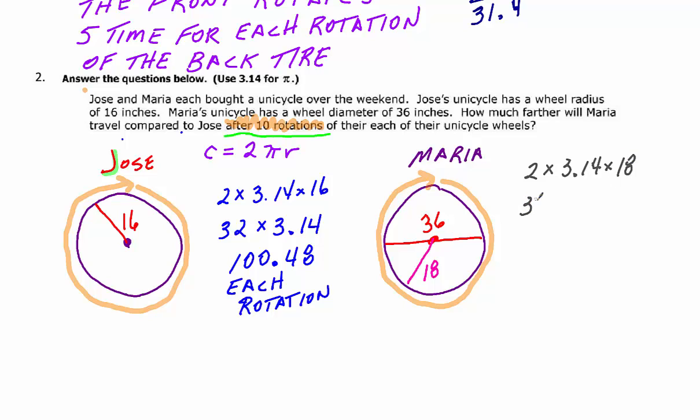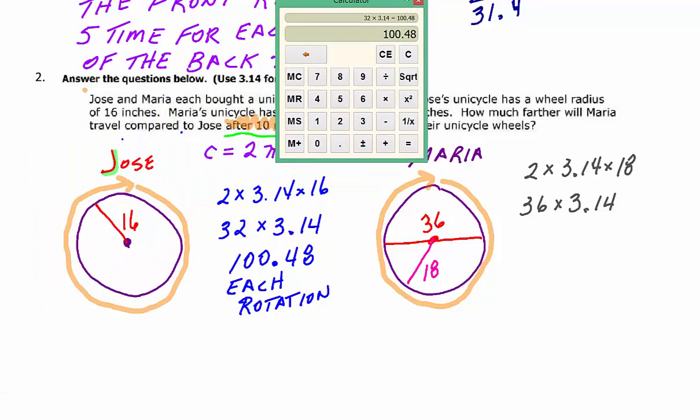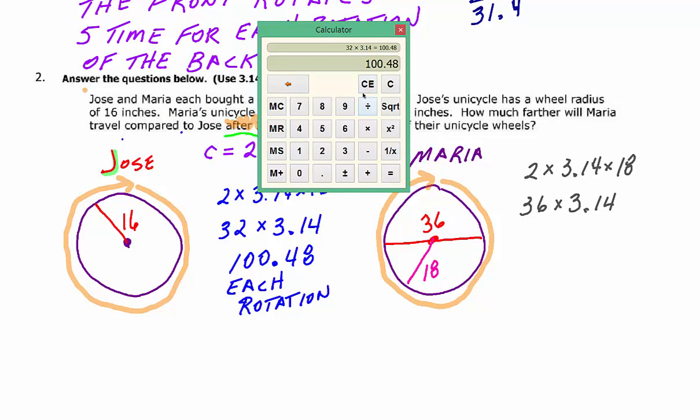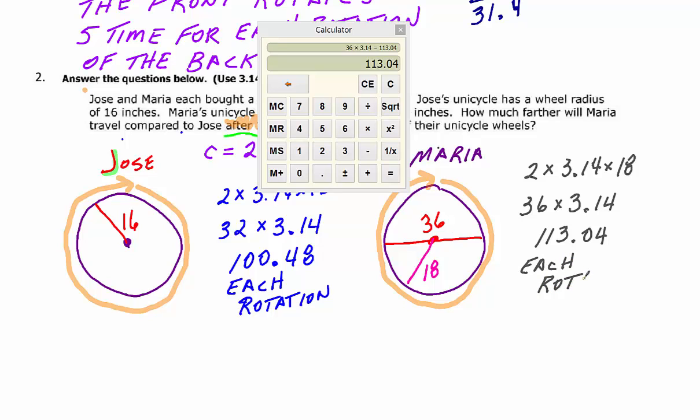2 times 18 is 36 times 3.14. Bring my calculator back out. Come on, calculator. There you are. And we've got, let's clear it. Clear it. We have 36 times 3.14, and that is equal to 113.04. And that is also each rotation.